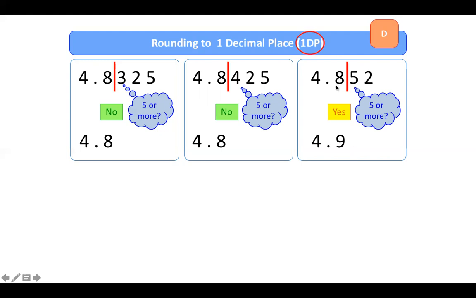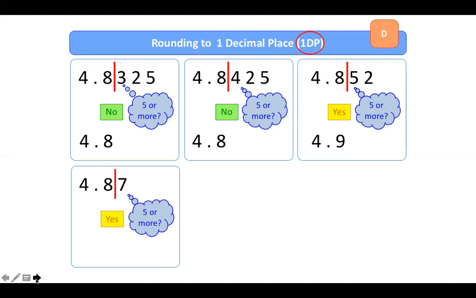For decimal places, after the decimal, you can choose to write 0, or you can choose not to. The value is the same. But before decimals, you have to write 0. After decimals, you don't have to. Okay, we try another one. 4.87. One decimal place. So we're looking at 7. So 7 is definitely more than 5. So we add 1 to the 8, it becomes 4.9.